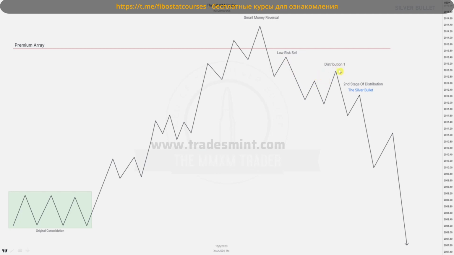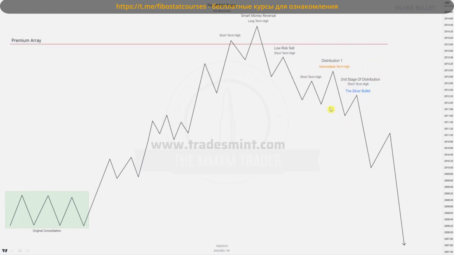Now we need to see an intermediate term high form, right? Because we're on sell side of the curve. So what do we need to have? We need a short term high to the left of it and a short term high to the right of it. Right? So low risk sell, short term high, another short term high is formed, and then that intermediate term high is being formed. We could have a bearish order block inside this price leg up over here, and that makes sense that this high will hold, right?